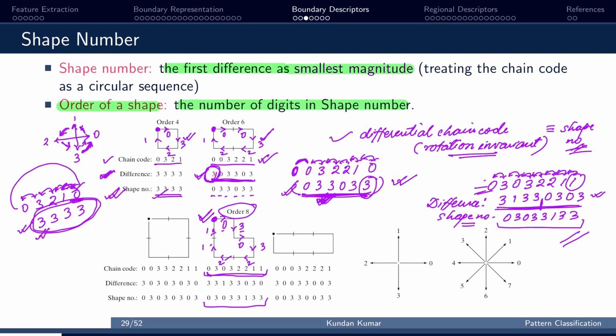Okay, how can we find the order of the shape? So order of the shape is nothing but the number of digits in the shape number. So you can check this one here: 1 2 3 4 5 6 7 8. So order is 8. Okay, you can count here as well. Shape number is 1 2 3 4 5 6. So order is 6. Okay, it's very simple.